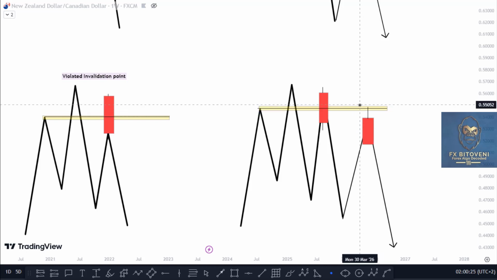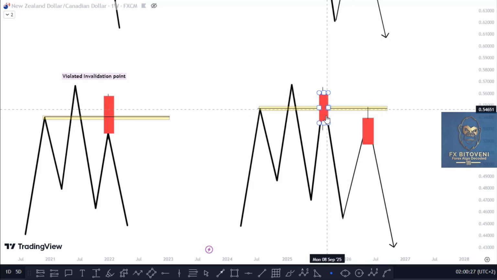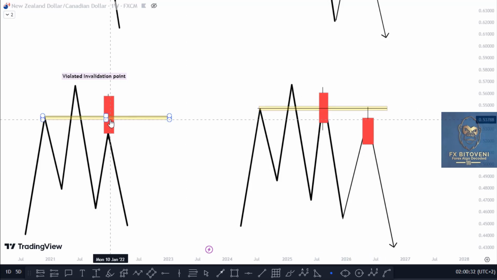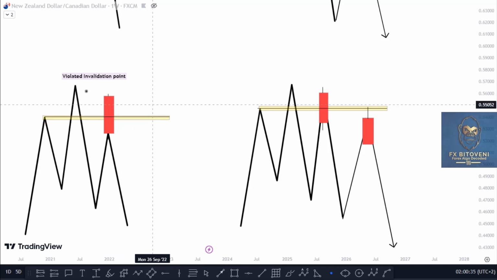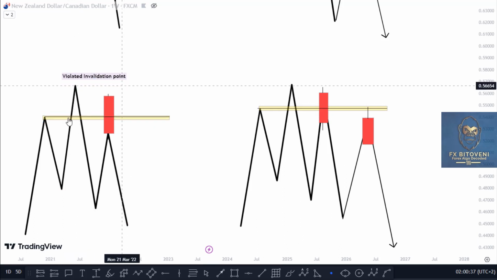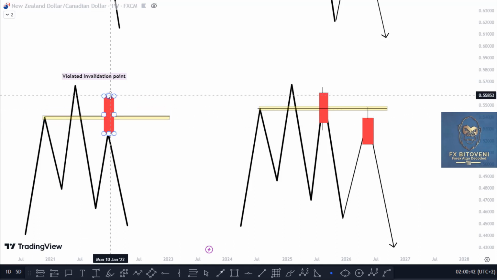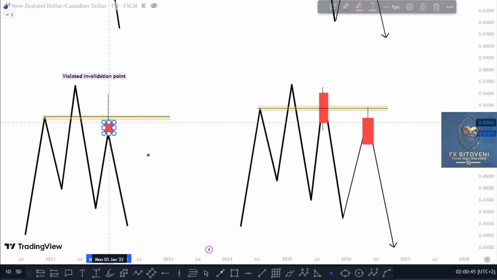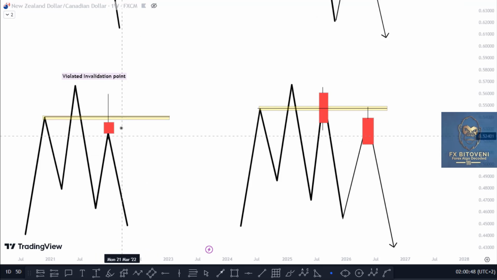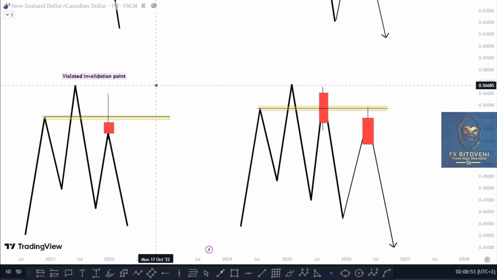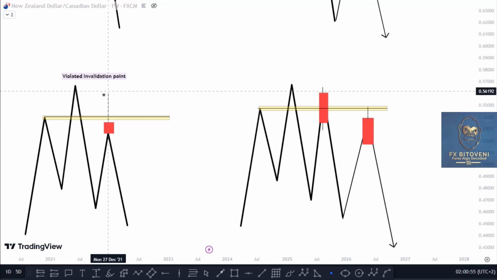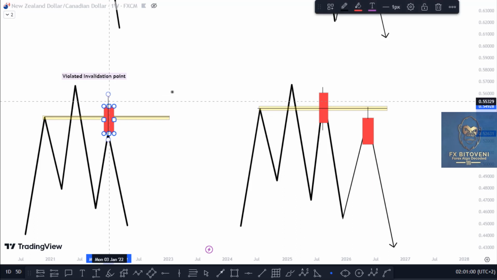Hope you understand. We expect a rejection right here this time, when the market is coming back to visit this invalidation point. So we say violated invalidation point, because this invalidation point was violated by this candle. We are supposed to see a clear rejection here, and then we can enter on the next candle. Or if you are very smart, you can even enter with the high. You can sell the high of this candle.